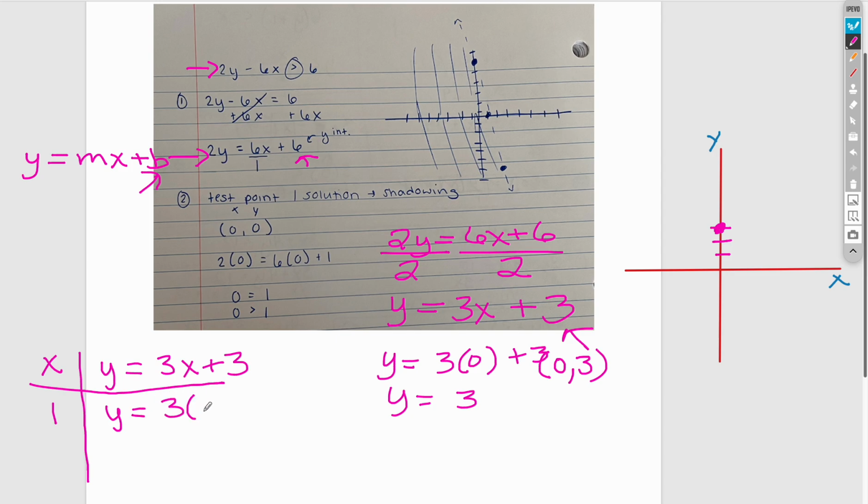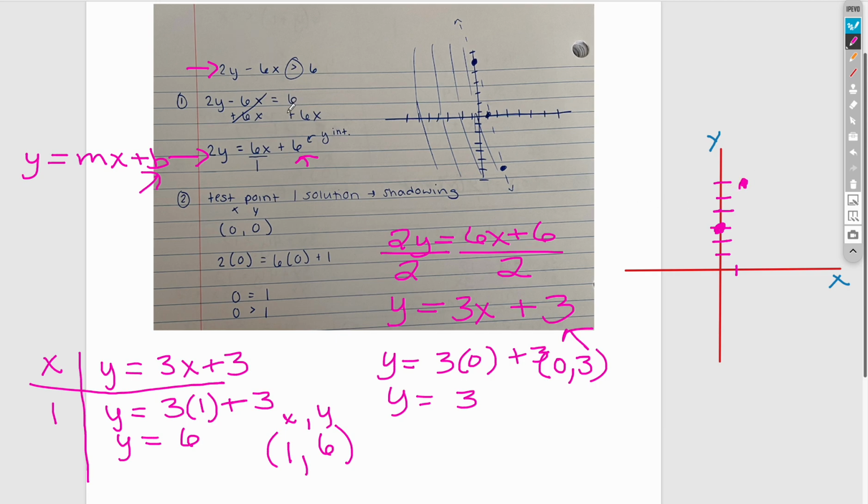y equals 3 times 1 instead of the x, plus 3. And then I simplify this and I get y equals 3 plus 3, which is 6. So here's my second point, 1 comma 6. So I just go over 1 for x. This is my x value and this is my y value. And then up, this is 3, so 3 more, and then I'm right here.